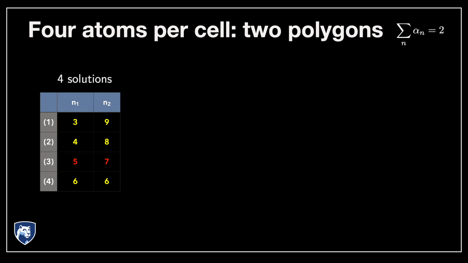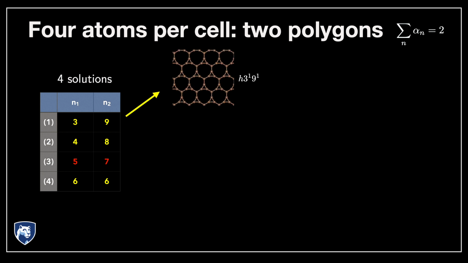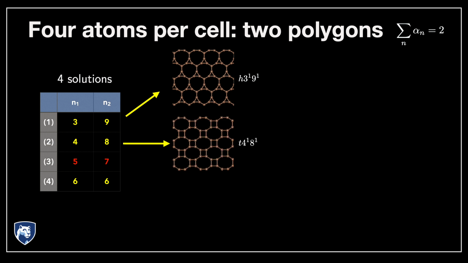Now, we studied these structures in our search algorithm, and 3, 9 actually is this one. It's a hexagonal system, 3, 1, 9, 1 in our naming scheme. 4, 8 is this one. It's also the primitive cell. It's a tetragonal one, 4, 1, 8, 1. And 6 is obviously graphene. You'll notice that in the last plot, I plotted H61 because we always have to name according to the primitive cell.